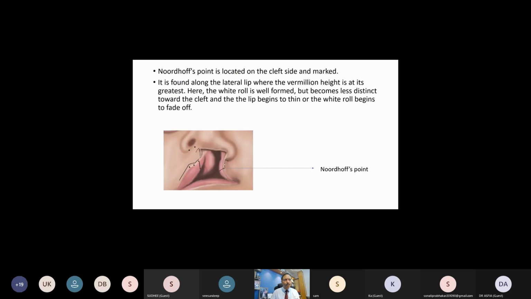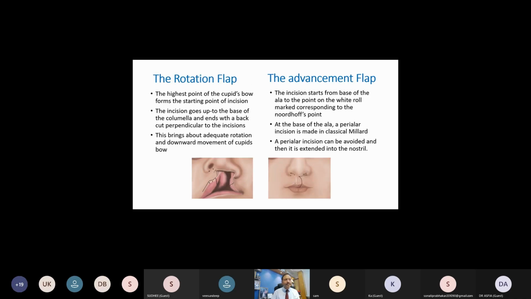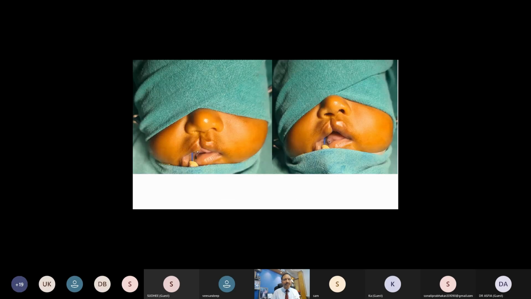So for the markings, you mark the apex and highest point of the cupid's bow. This is the Nordhoff point, the lateral side, as I explained. This is the rotation and this is the advancement. You have already seen this picture.